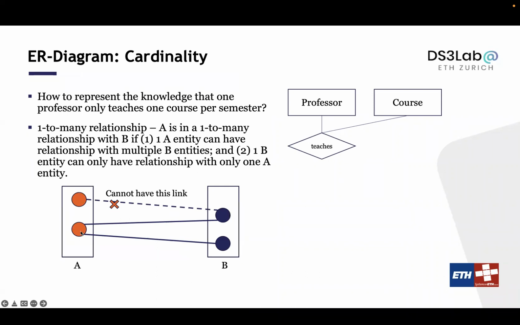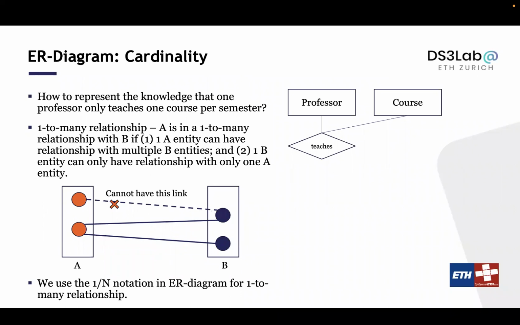So a single A entity can participate in multiple relationships with B, but a single B entity can only participate in one relationship with an entity in A. You cannot have a single entity in B have a relationship with multiple entities in A. If you say A participates in a one-to-many relationship, essentially you cannot have this link.